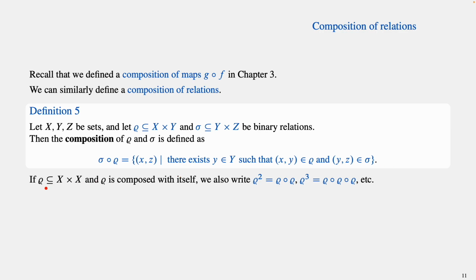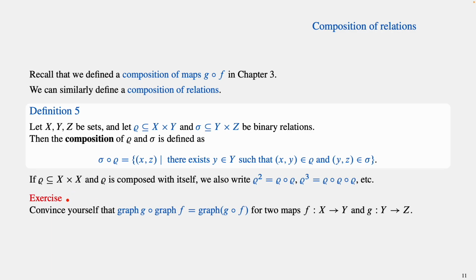And in the special case that rho is a binary relation on the set X, so rho is a subset of a Cartesian product X times X, and we compose it with itself, then we can use the usual shorthand notation rho squared for rho being composed with itself, or rho to the power of 3 for rho being composed with itself twice, and so on. And obviously the same notations for higher compositions of rho with itself.